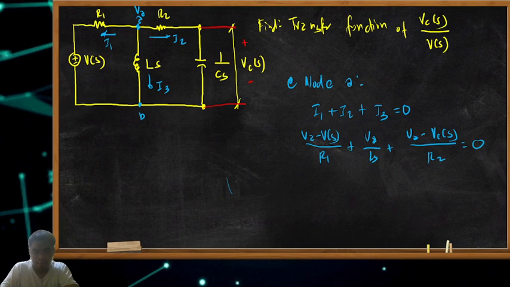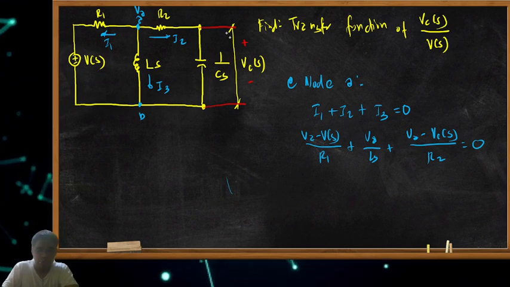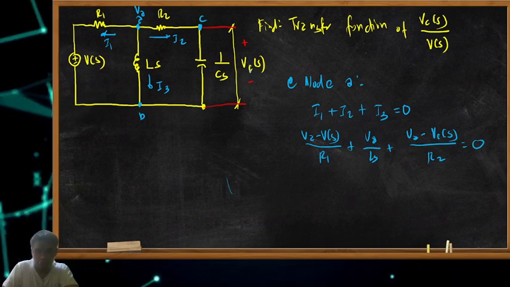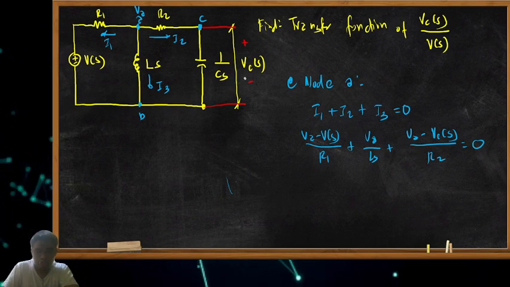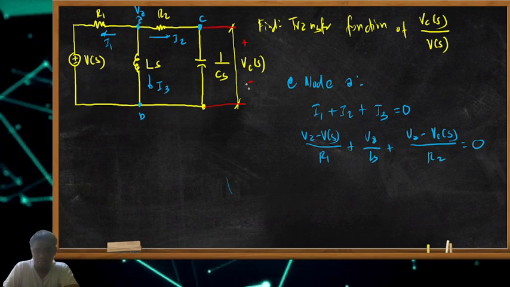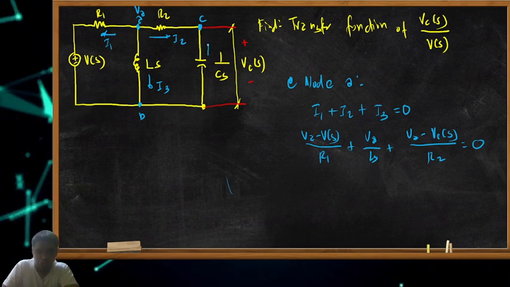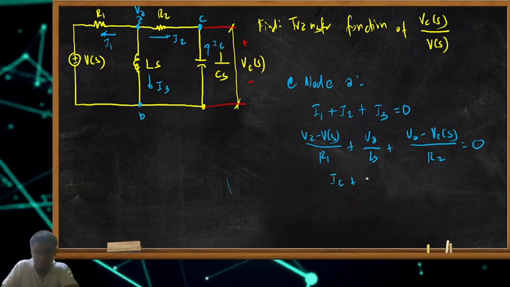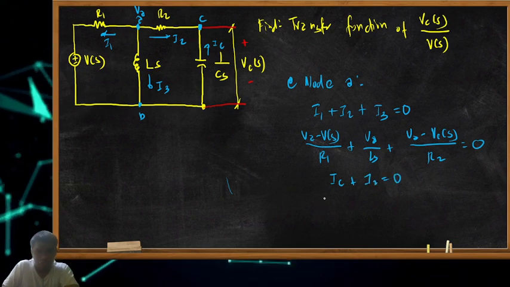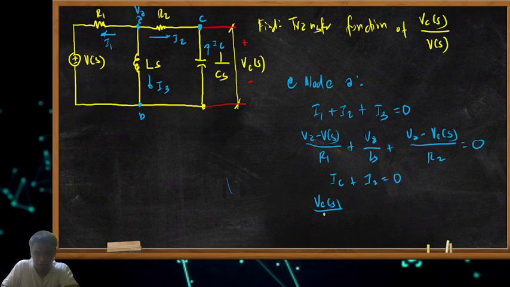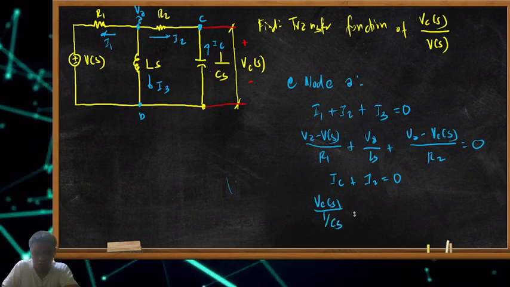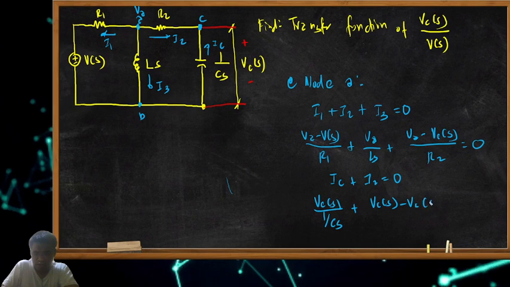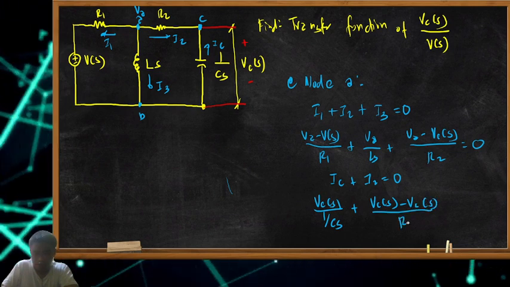Okay, now we are going to get the node equation. So we have a node here C, because we are also going to get the nodal equation in terms of Vc of S. Our largest voltage here will be Vc of S. We have a current here I2, and a current which we call IC. So IC plus I2 is equal to zero. Our IC is Vc of S over 1 over Cs. Then plus our I2, which is Vc of S minus VA over R2, that will be equal to 0.